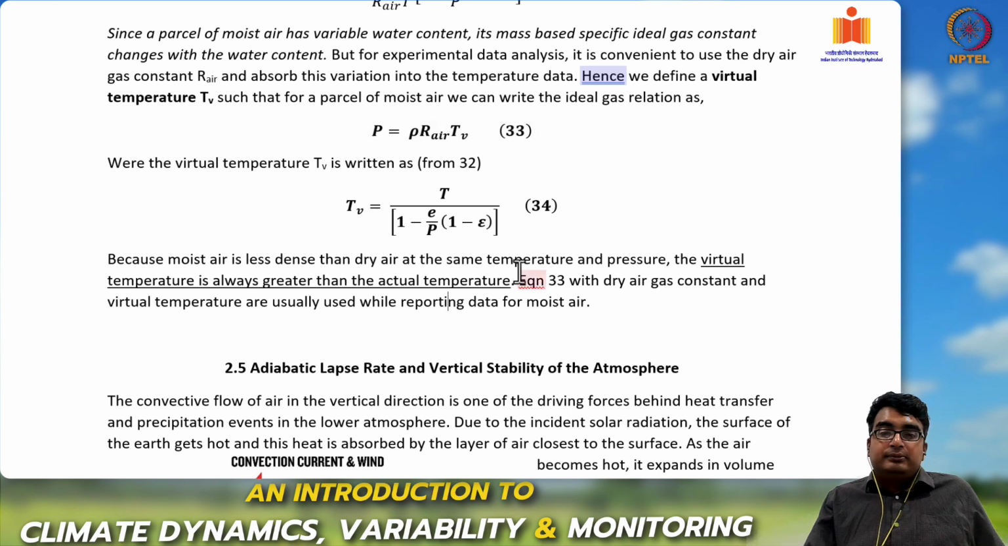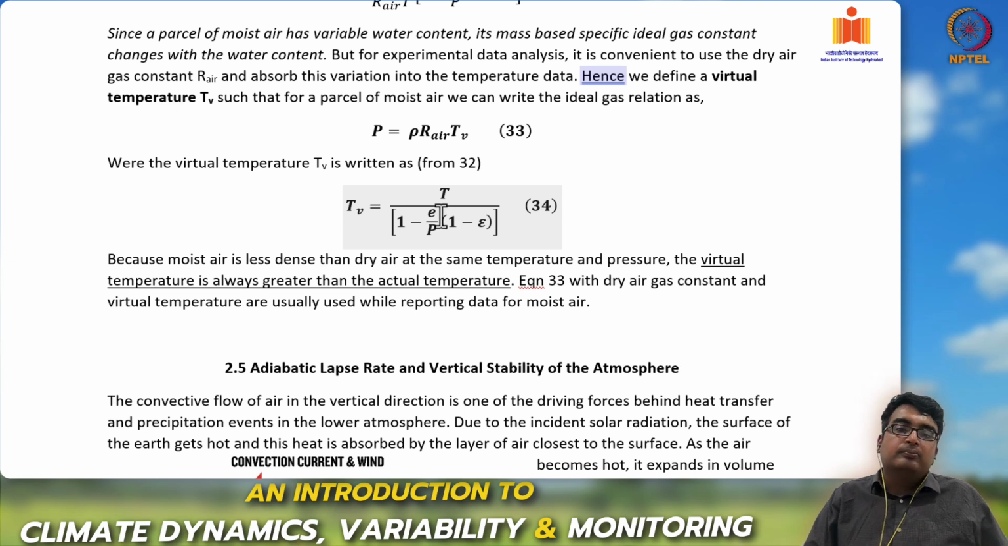And you can also see here that the virtual temperature will be maximum when E equals ES. So if you take TV minus T, the difference between virtual temperature and the actual temperature, that difference will be maximized when the air hits its saturation point, when vapor pressure becomes equal to the saturation vapor pressure at a given pressure.